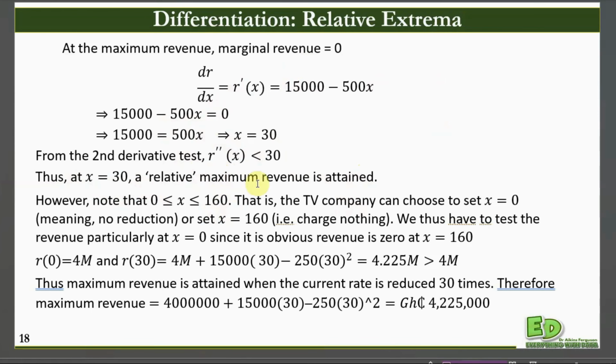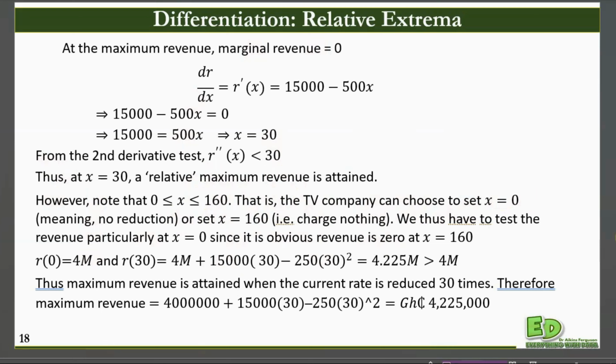However, this is the range. So we can reduce it 0 to 160 times. So we are saying it should be reduced by 30 times to achieve the maximum revenue. But this is the range. How did you get the 160? It's just the rate of 40 cedis divided by the decrease 0.25. That will give you 160. That means that the company can choose to set x equal to 0, meaning no reduction, or 160, that is, they charge nothing, making the subscription free.